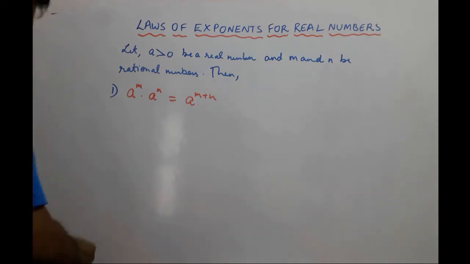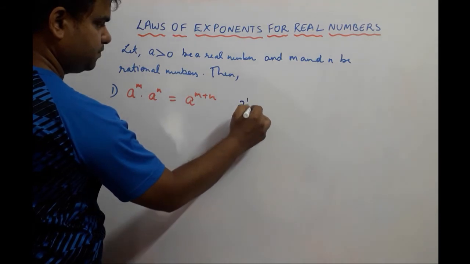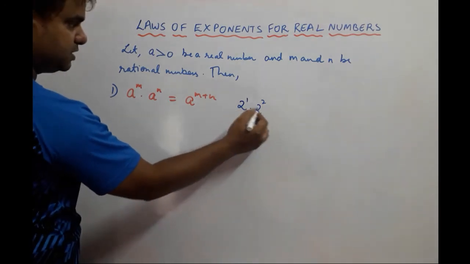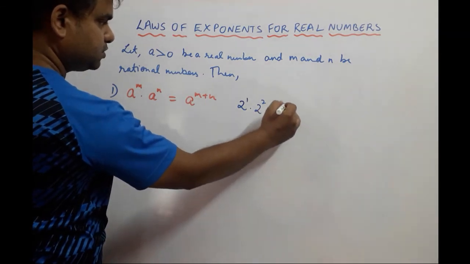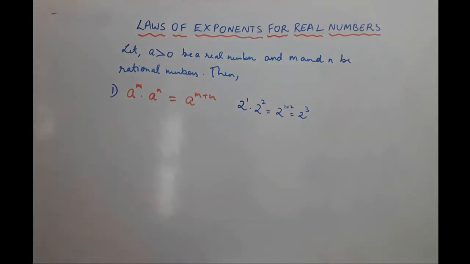So if we take an example in this case, let us see what will be the example. Let's say 2 raised to 1 into 2 raised to 2. Look over here, the bases are the same but the powers are different. Then this can be written as 2 raised to 1 plus 2, which can be written as 2 raised to 3. Understood? So here the powers get added only if the bases are the same and they should be multiplied. That is, the bases should be multiplied. Okay, let's move to the next law.